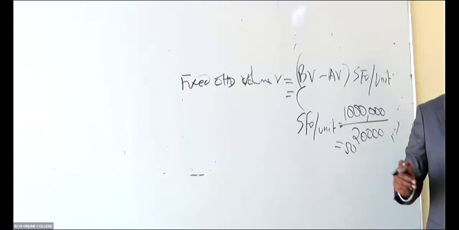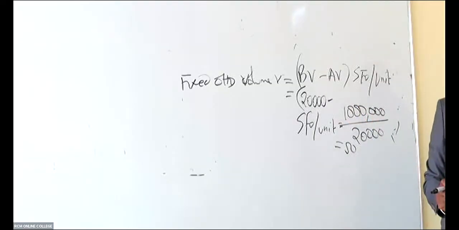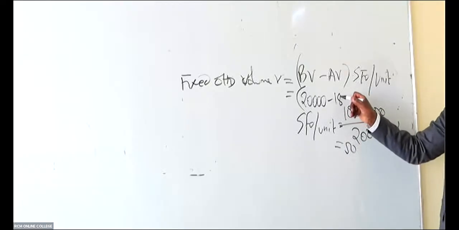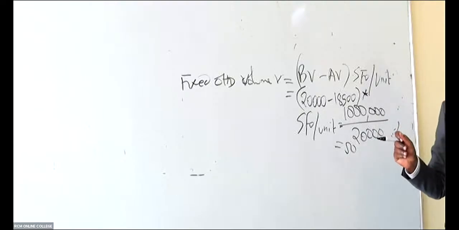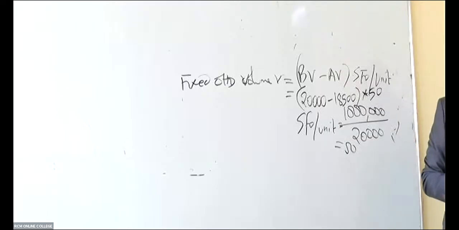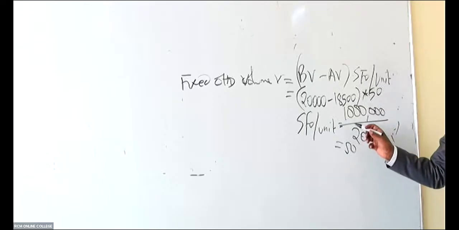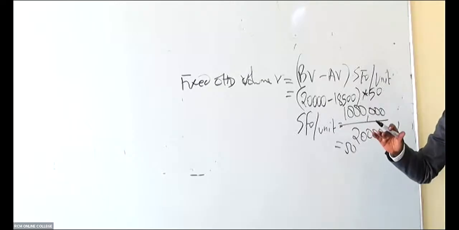20,000. So this is 20,000 minus actual volume of how much? 18,500. And then we put standard fixed overheads per unit outside, right? Which is 50. Remember the standard fixed overheads, whenever they're not given per unit, you use budgetary figures: budgeted fixed overheads over budgeted output.